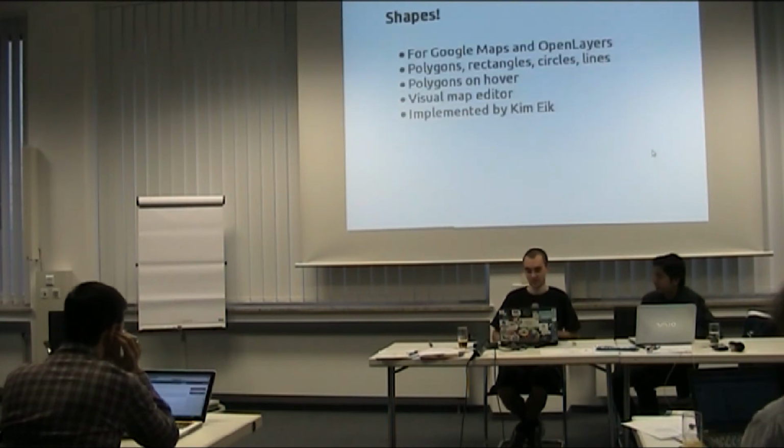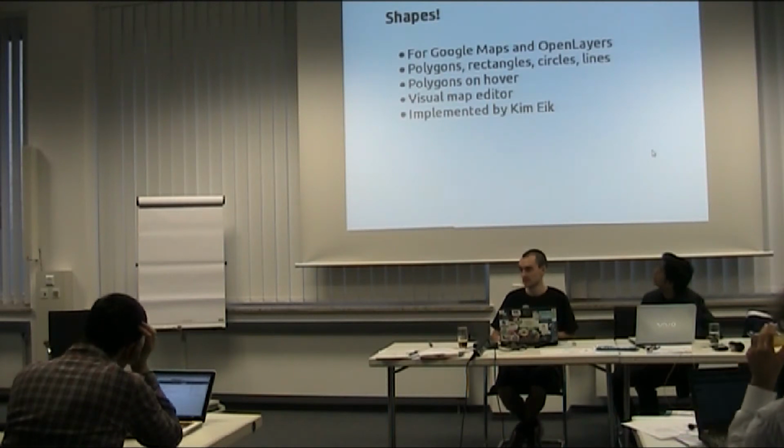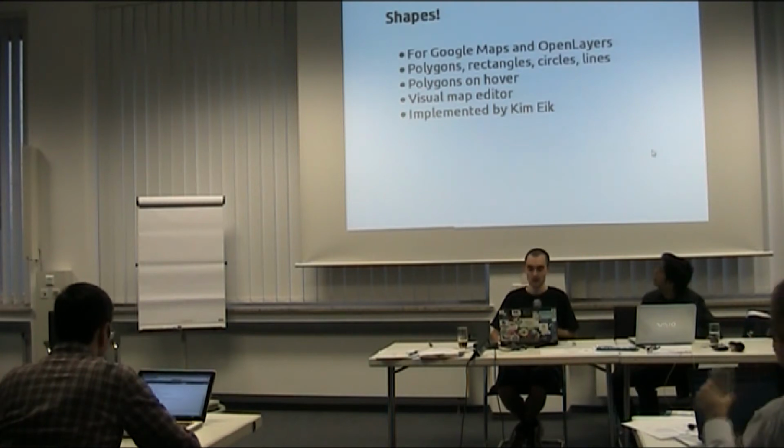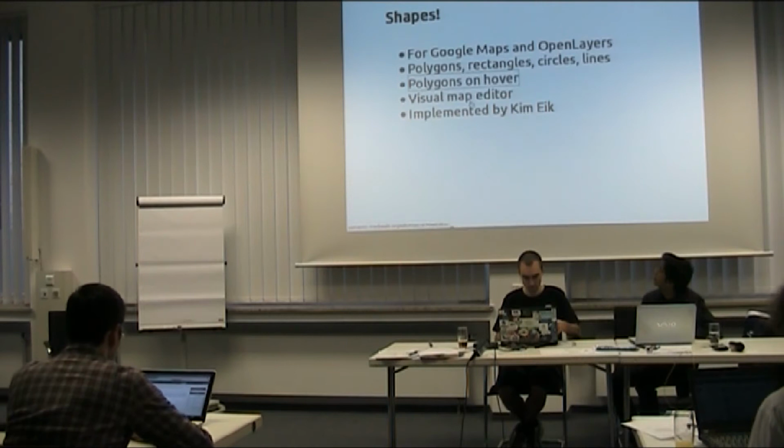The big new feature in this release is that we now support various geospatial shapes. So you can display polygons, rectangles, circles, and lines in your maps instead of just simple points. And it works in both Google Maps and OpenLayers.